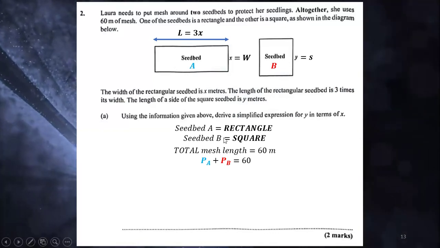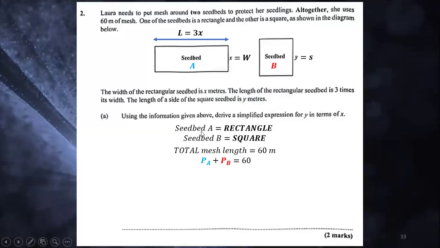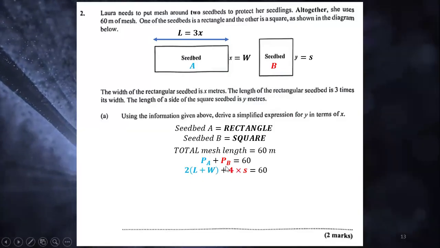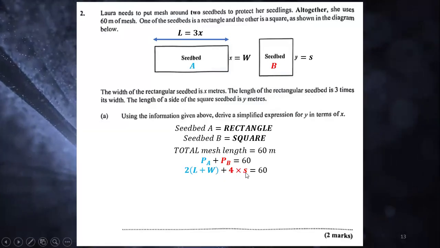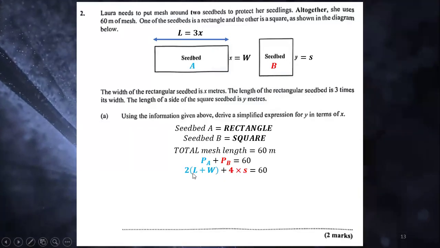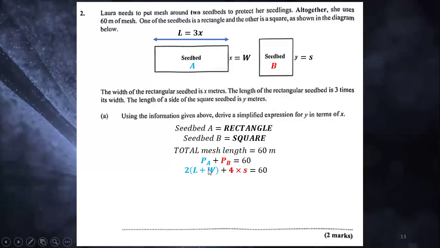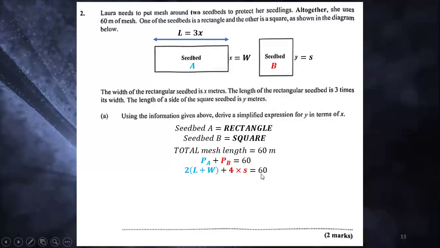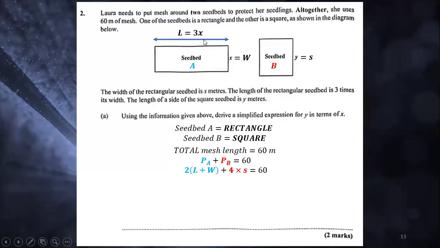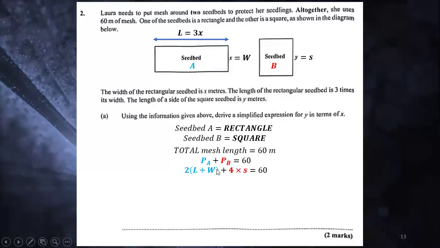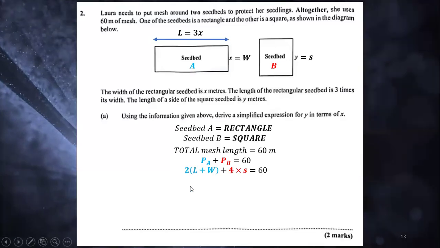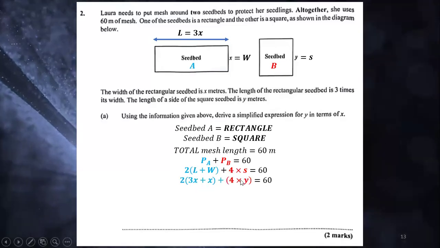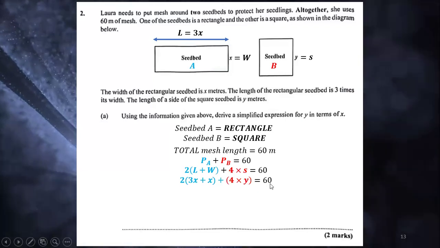All right. What's the perimeter of a rectangle? It's going to be 2 into L plus W, plus the perimeter of a square, which is 4 times S. So 2 into L plus W plus 4 times S will give me 60. What is the length? The length in this case is 3x, and the width is x. So 2 into 3x plus x plus 4 times y will give me 60.